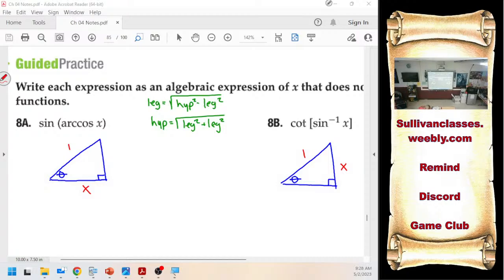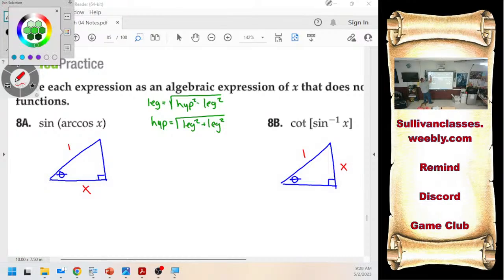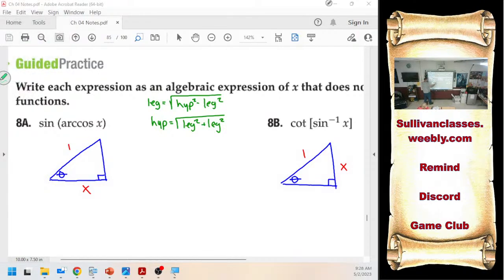Okay. You start by creating your triangle, labeling theta, and putting your x and 1 somewhere, depending whether it's arcsine, arccosine, or arctangent. You got to Pythagorean to find your missing chunk. I'll have a square root of 1 minus x squared here, and a square root of 1 minus x squared here.